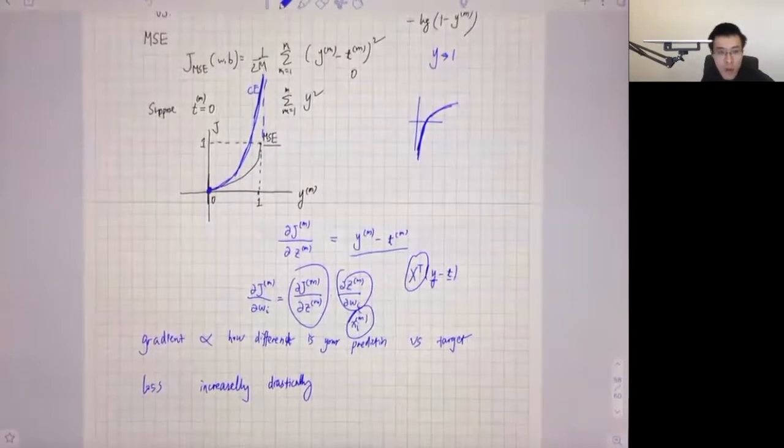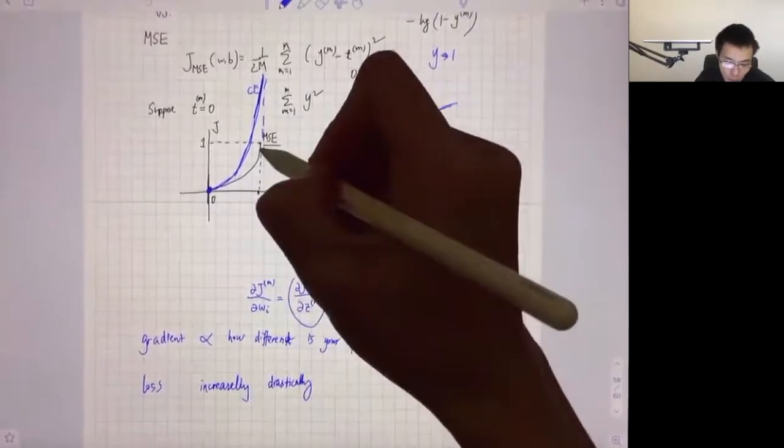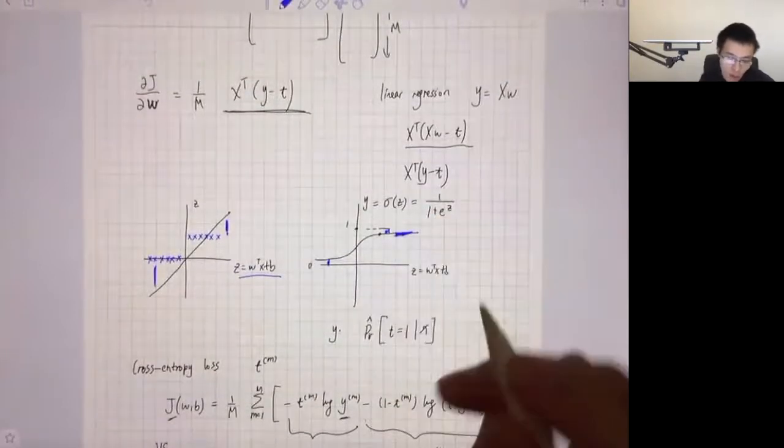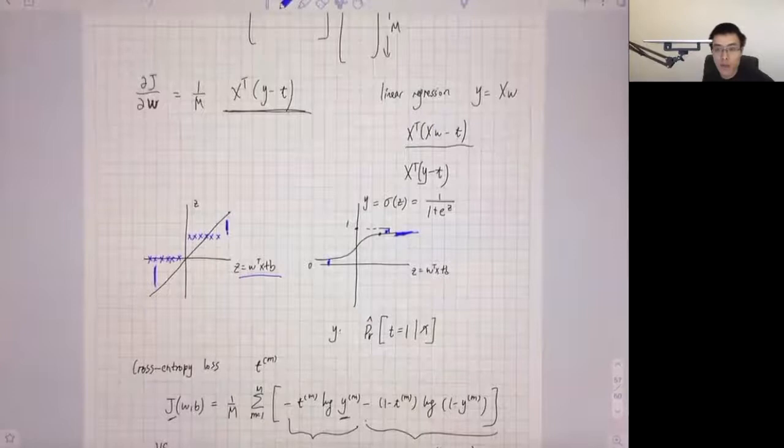For mean square error, if you multiply this loss with the flat derivative of the sigmoid function, then the gradient is almost negligible. So it shouldn't give you a good result.